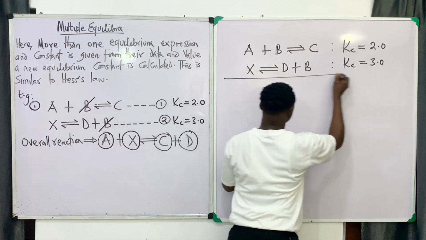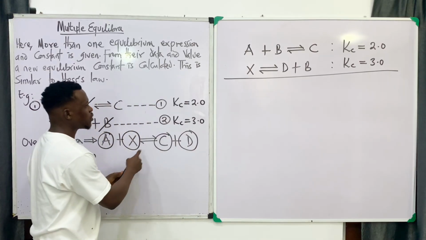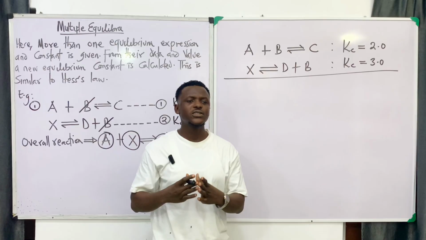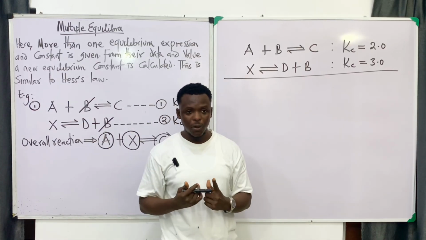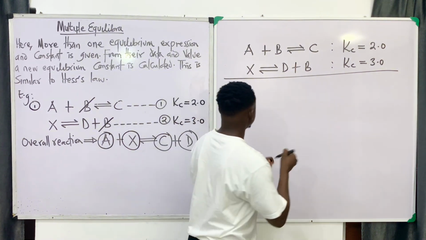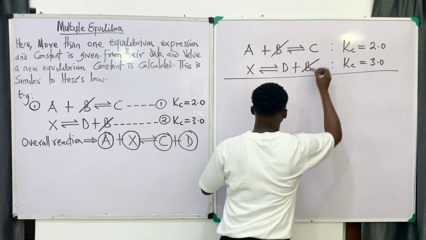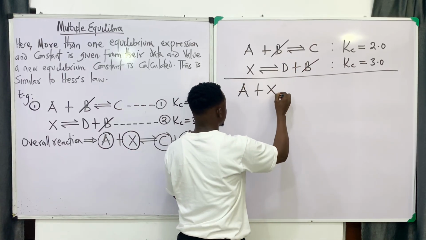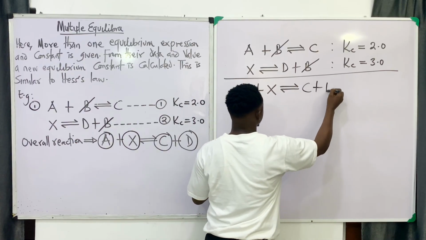Now, B is not present in the overall equation, so B has to be cancelled out. I just told us that B has to go. And for B to go, it has to be on the opposite side, in the same amount. If you look at this, on the reactant side there is B, and on the product side there is B. So when you cancel out B, you bring down the reaction. We have A plus X, and this becomes C plus D.